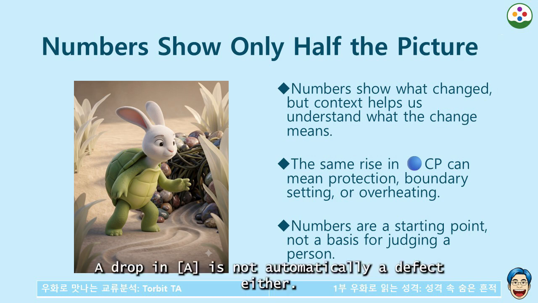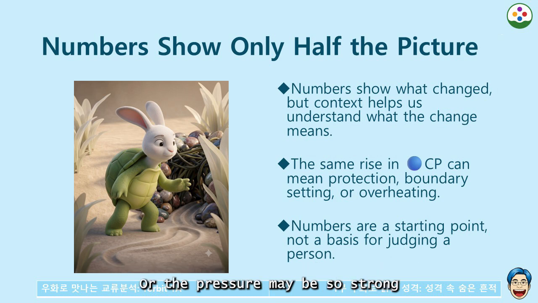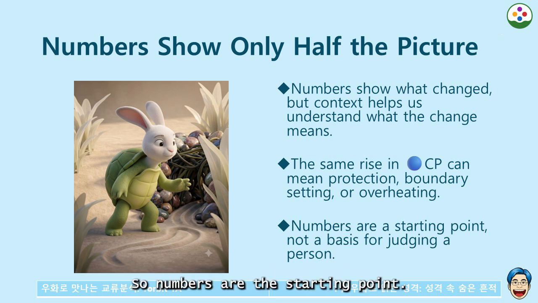A drop in A is not automatically a defect either. It may be a natural moment when emotion temporarily comes before thought, or the pressure may be so strong that the actual ability to observe and organize has weakened. So numbers are the starting point. We do not judge a person from numbers alone. We read the scene and context behind them.